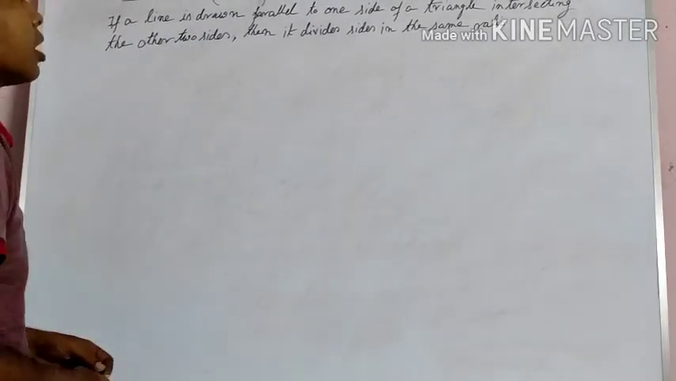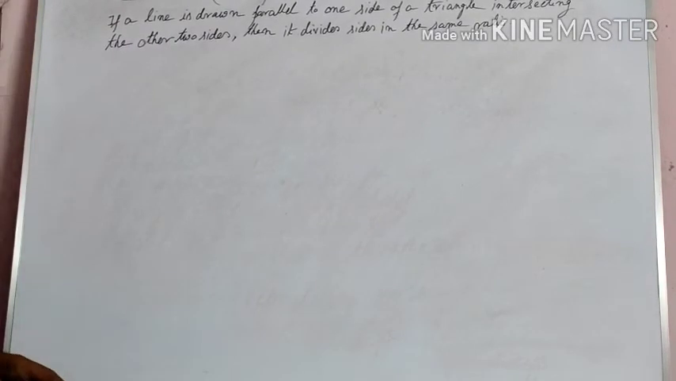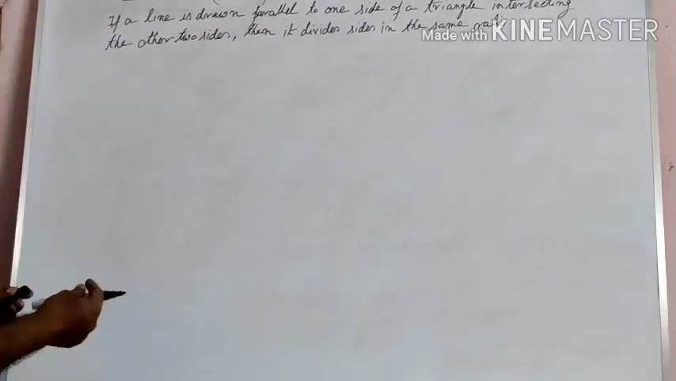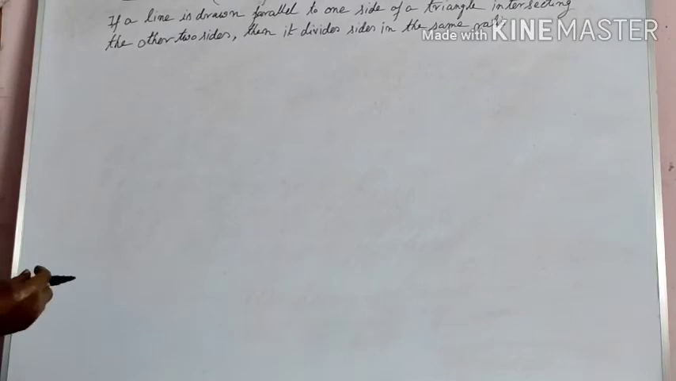Theorem 1, the basic proportionality theorem, also called Thales' theorem. If a line is drawn parallel to one side of a triangle intersecting the other two sides, then it divides the sides in the same ratio. This is your theorem 1 from similar triangles.